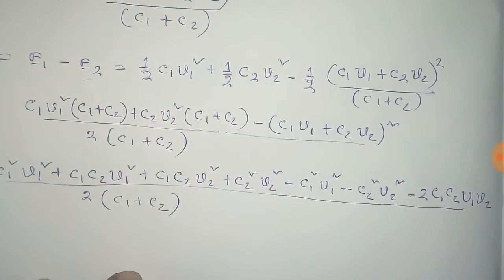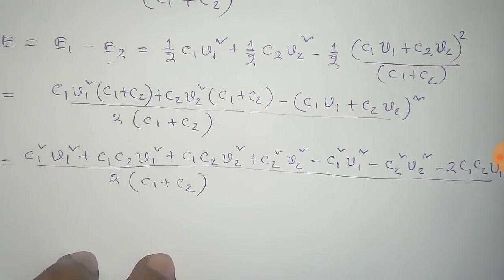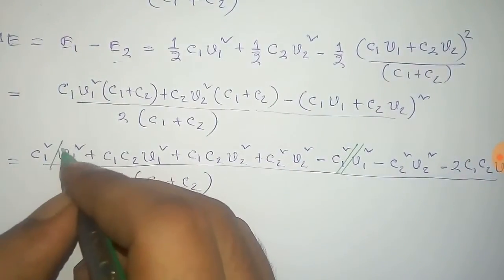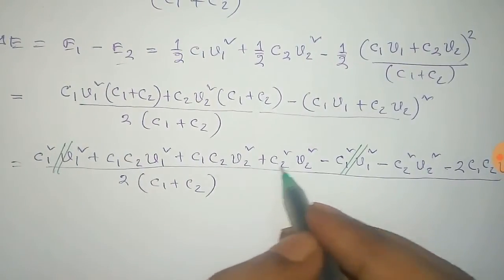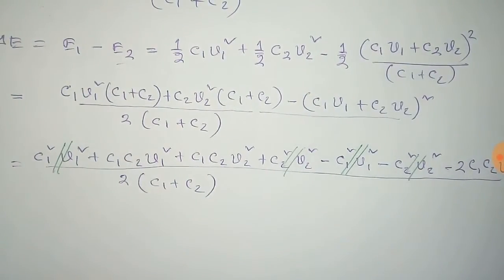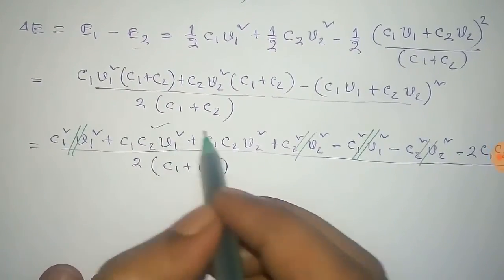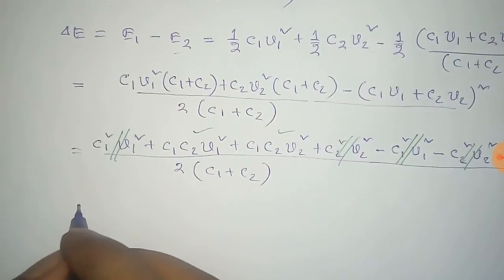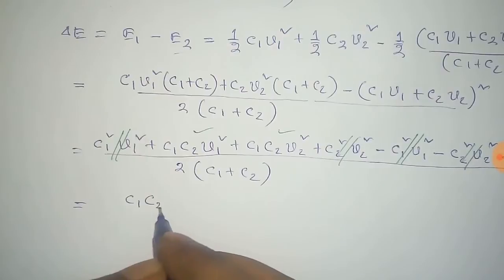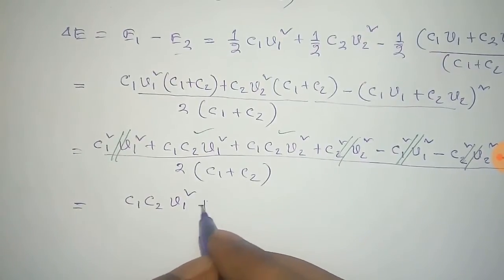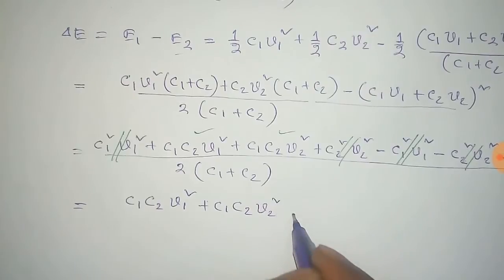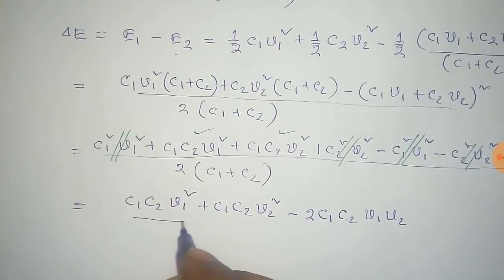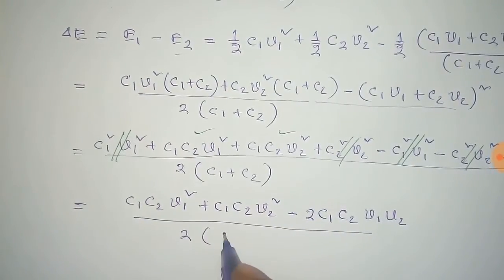Now you can see some terms will cancel out. The C1 square V1 square and C1 square V1 square will cancel, and this C2 square V2 square and this C2 square V2 square cancel out, and we write the remaining terms. So the remaining parts are C1 C2 common, minus twice C1 C2 V1 V2 total, by twice C1 plus C2.